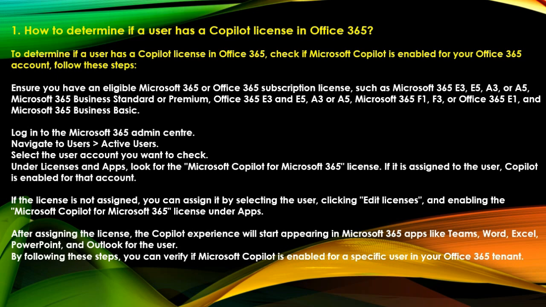If the license is not assigned, you can assign it by selecting the user, clicking Edit Licenses, and enabling the Microsoft Copilot for Microsoft 365 license under Apps. After assigning the license, the Copilot experience will start appearing in Microsoft 365 apps like Teams, Word, Excel, PowerPoint, and Outlook for the user. By following these steps, you can verify if Microsoft Copilot is enabled for a specific user in your Office 365 tenant.